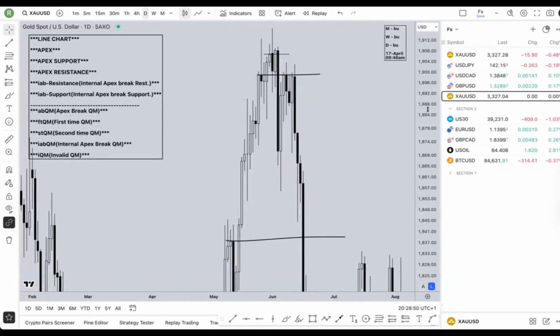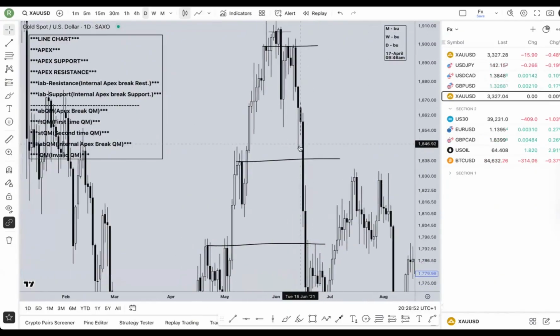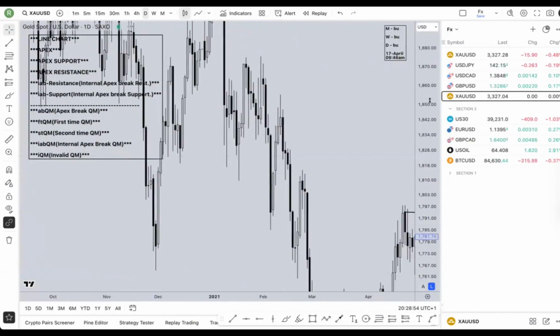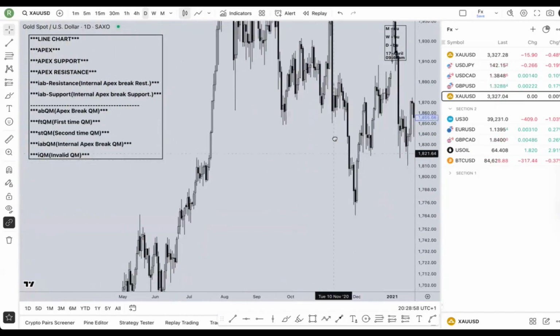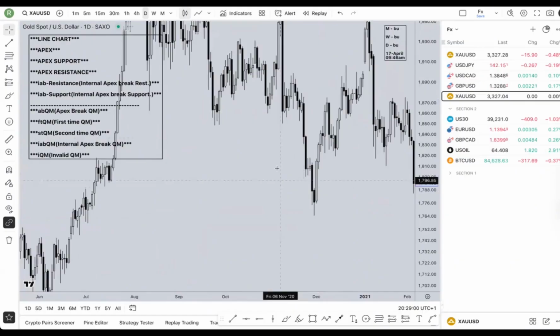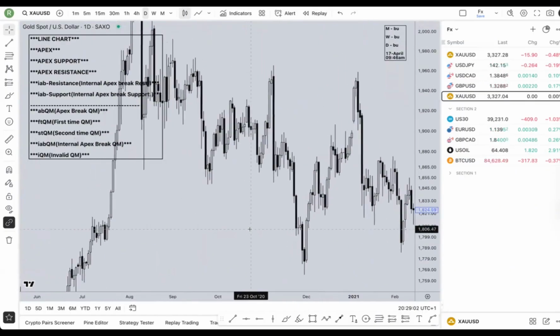So we continue to look for this other one. Let's look for this for uptrend. We've seen a lot on this downtrend.